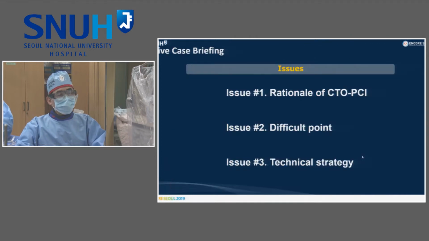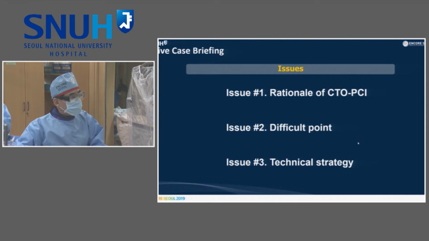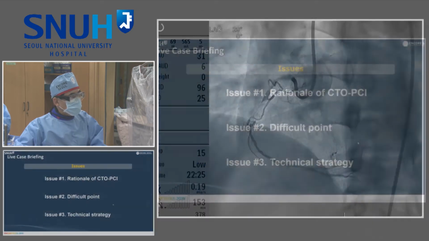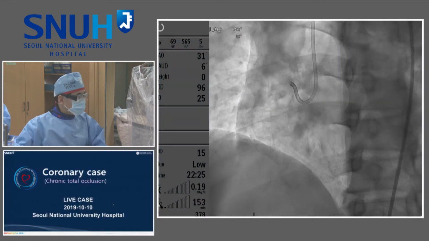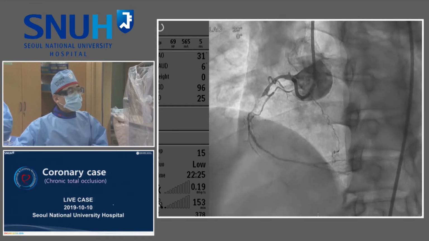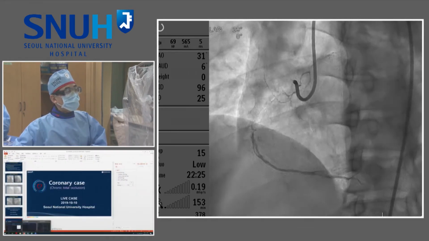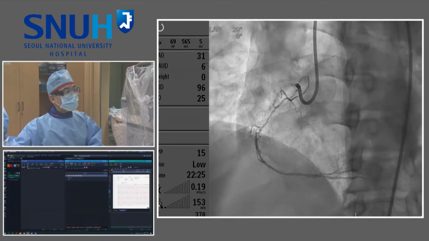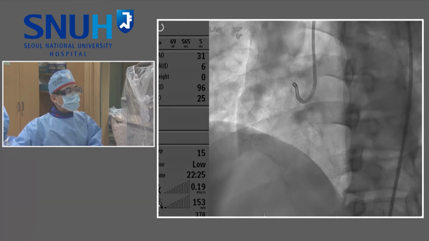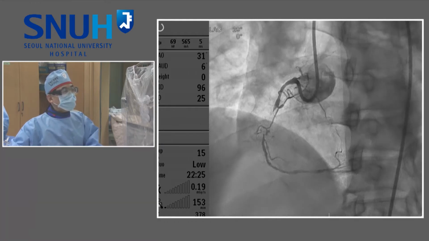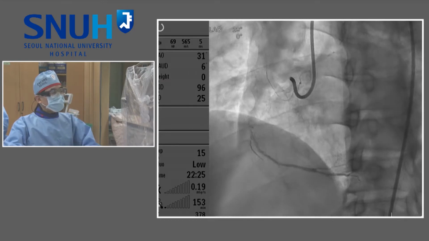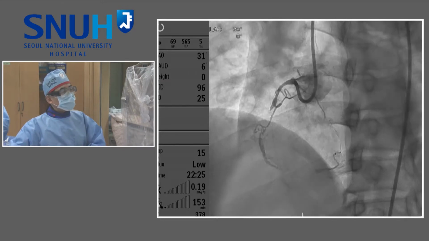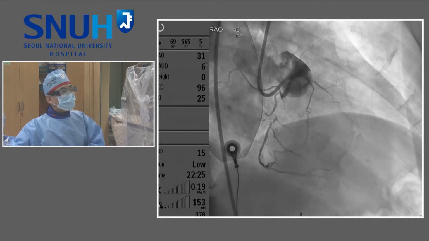Thus, I'd like to show you the angio taken just minutes ago. Angio, please. Dr. Lee Hak-seung, angio, please. Okay. This is the LAO view. There's no change of the CTO segment and ipsilateral collaterals. There are several fine branches at the proximal tapered stump. And the RAO view.